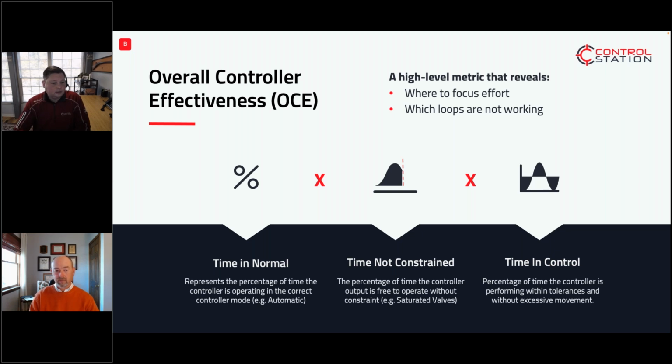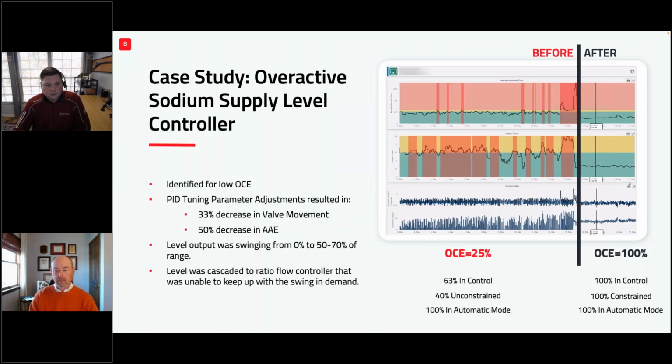So go to the next slide. So no presentation is complete without an example, right? To kind of show what OCE looks like in practice when you calculate it. And this was an example from a level controller, and we all know how much fun level controllers are to tune.